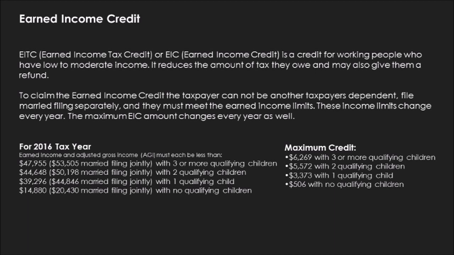Also, if the taxpayer is a dependent on another individual's tax return, or their filing status is married filing separately, they're not eligible for the credit. The income limits and the maximum amount of the credit listed here can also be found on irs.gov. If you notice, contrary to popular belief, you can receive the earned income credit with no qualifying dependents, as long as the taxpayer is between ages 25 to 65 and their income is below the limit.